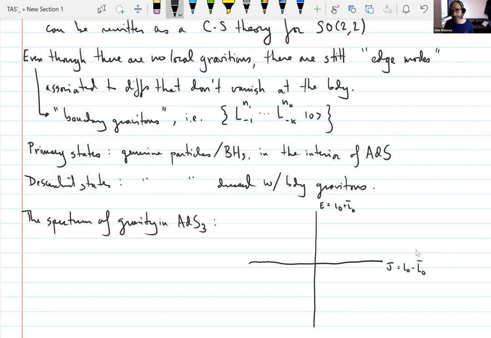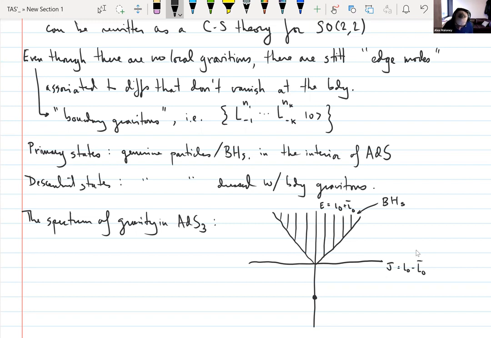Now, I only wrote down the BTZ black hole without spin, but there's a rotating version of the BTZ black hole, just like there is for the Kerr black hole in higher dimensions. So just as with the Kerr black hole, the energy must be greater than the spin. Okay, it must be greater than the square of the spin for the Kerr black hole. Turns out to be greater than the spin for the BTZ black hole. And so your black hole states are going to live in this upper triangular region. So these are black holes.